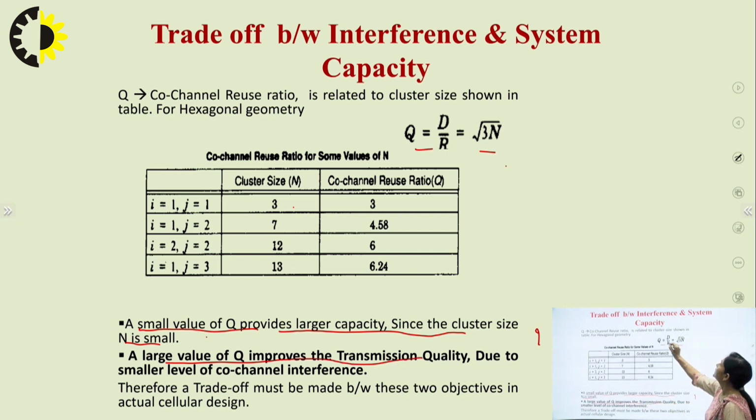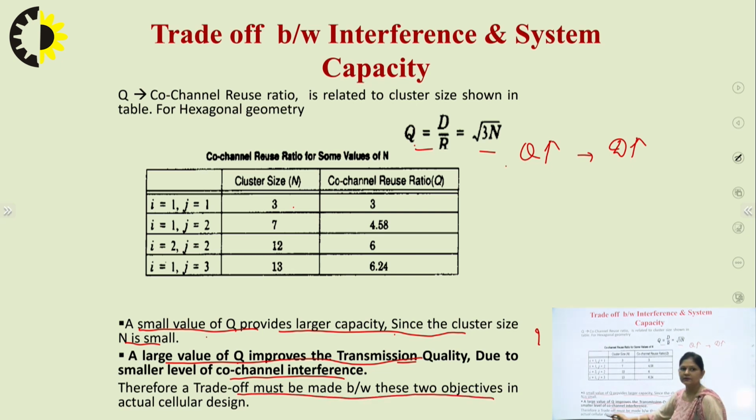What do we mean by a large value of Q? If Q is large, that means D is large, meaning the distance between co-channel cells is large. As the distance between co-channel cells is large, the co-channel interference will be less, because we are keeping two cells using the same frequency at a large distance. So we have two things. One is we can keep the value of Q small for increasing the capacity, or we can take the value of Q large so as to decrease the co-channel interference. Therefore, a trade-off must be made between these two objectives in a cellular system.